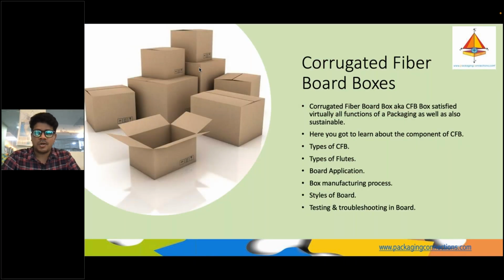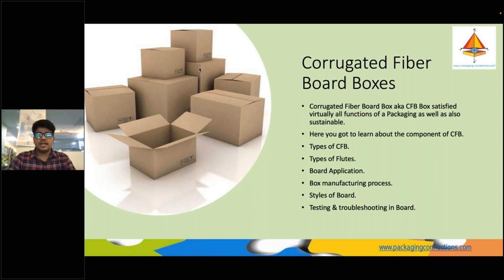The next chapter is about the corrugated fiberboard box, which is usually also known as CFB boxes, which is widely famous in our packaging industry. CFB boxes satisfy virtually all the functions in packaging, and are also sustainable. So you will learn about the components of CFB. You must have heard about the components. We had a detailed discussion about those components, the liner, adhesive, fluting, and all. And you will also get to know about the types of CFB boxes, the types of flute used in CFB boxes, and their applications.